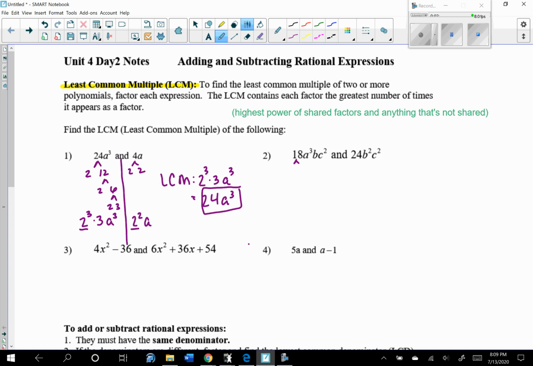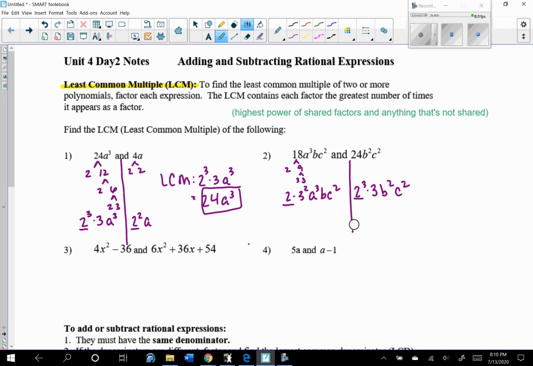So 18 breaks down into 2 times 9, and 9 breaks down into 3 times 3. And then 24 we just did, so I'm just going to use what we did on the other side, to make it go a little faster. So here we have 2 times 3 times 3, so 3 squared, a cubed, b, c squared. And for this one, we know 24 we just said was 2 cubed times 3. And then we have the b squared, c squared. And so again, you're looking for the highest powered of shared factors. So here we have the 2's. So this is 2 to the third and 2.